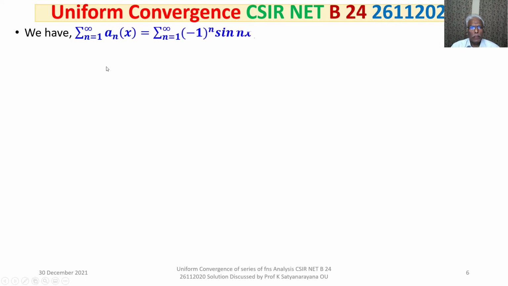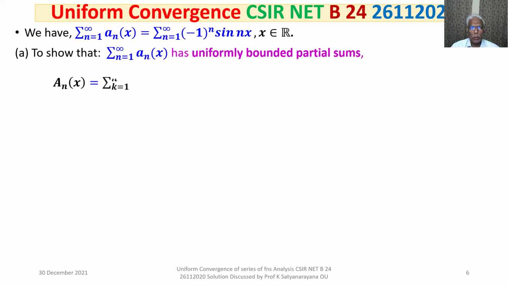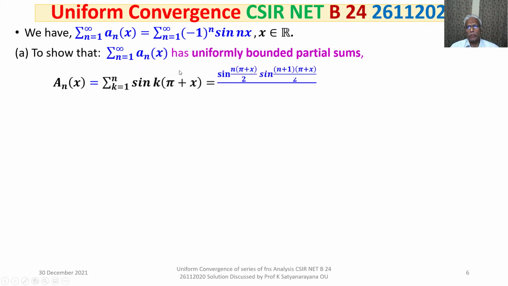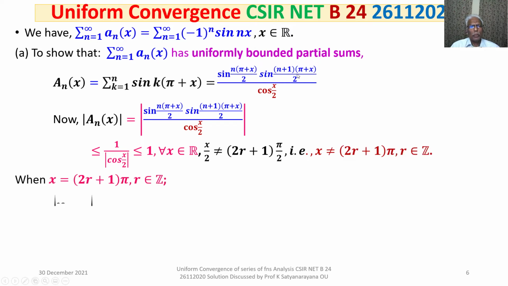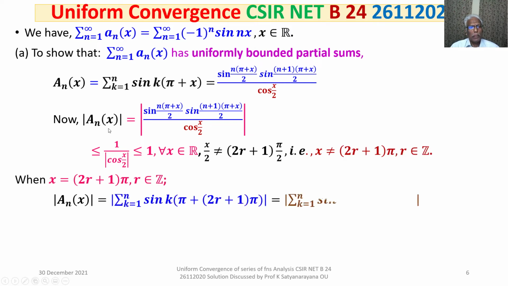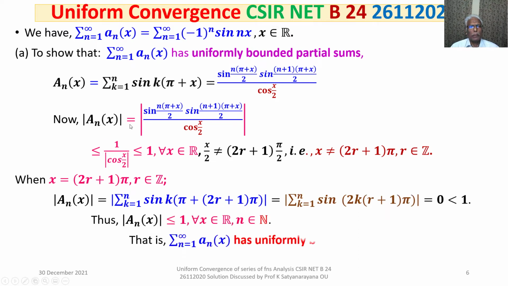We have the series that we have considered, and we wanted to show that the series has uniformly bounded partial sums. We have considered the partial sum, which is this one. Now we have to talk about the uniform boundedness. So what we do is |A_n(x)| is equal to |sin(n(π + x)/2) into sin((n+1)(π + x)/2) / cos(x/2)|.